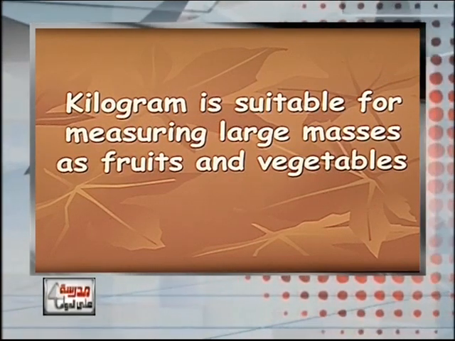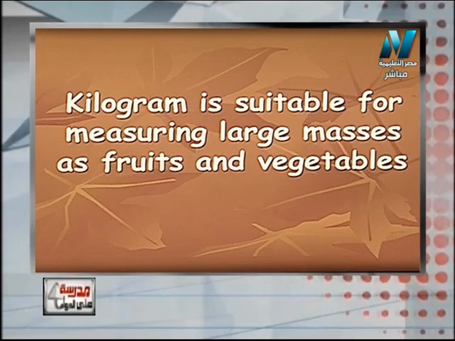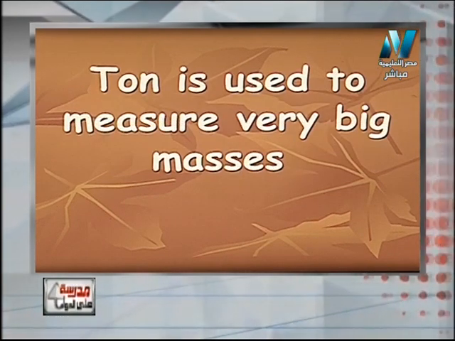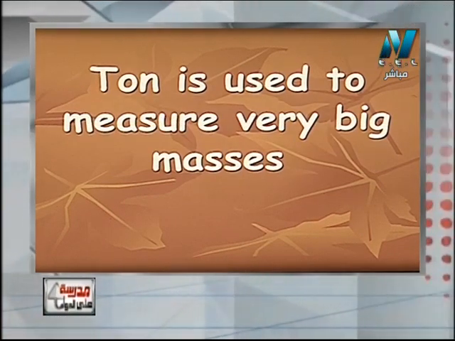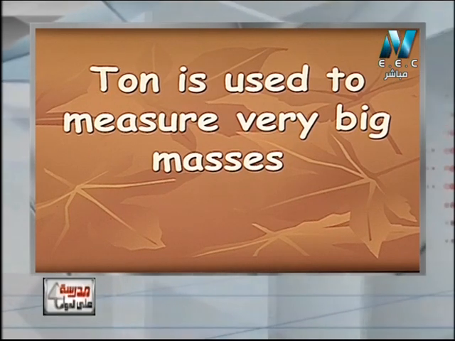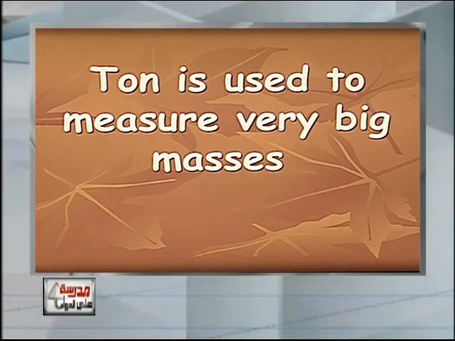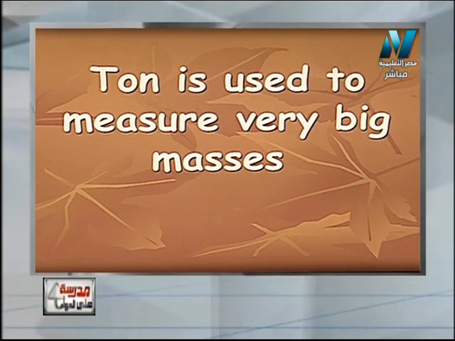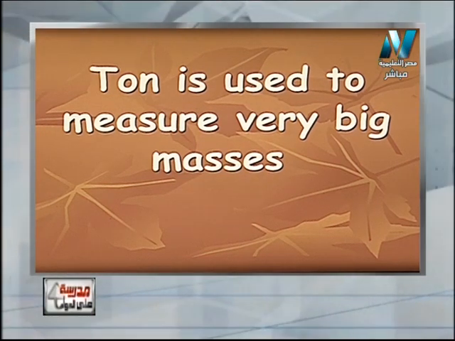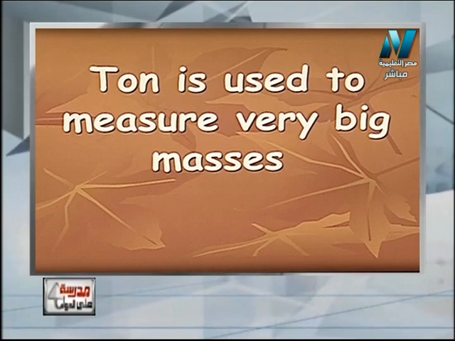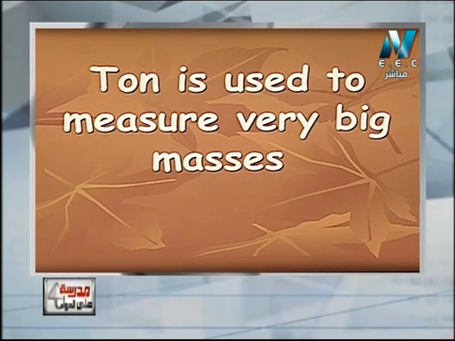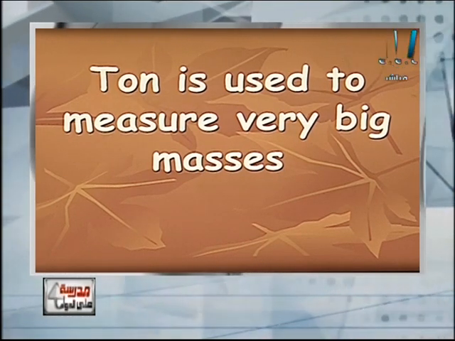Kilogram is suitable for measuring large masses such as fruits and vegetables. And ton is used for measuring very big masses كتل كبيرة شوية بنستخدم لها ton like mass of cars, mass of blocks of iron, mass of rocks كتل الصخور أو كتل الحديد الكبيرة اللي بنبني بها العمارات. أكيد هقيسها أو أحددها بالطن، مش ممكن تكون بالكيلوغرام أو الجرام.